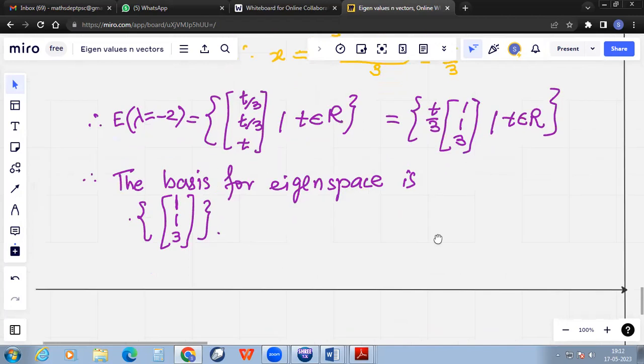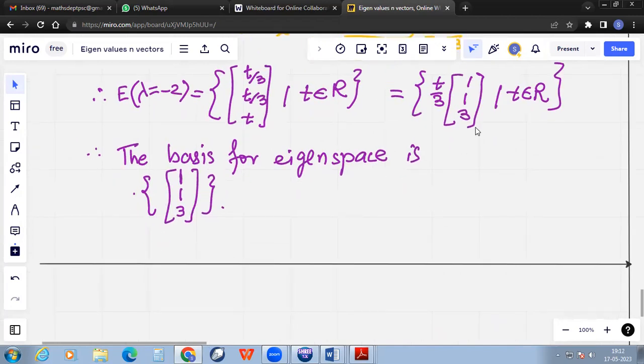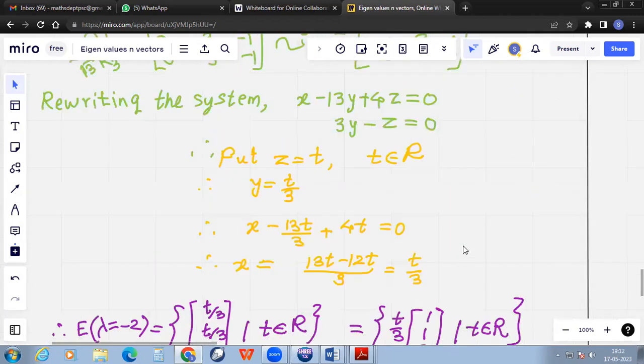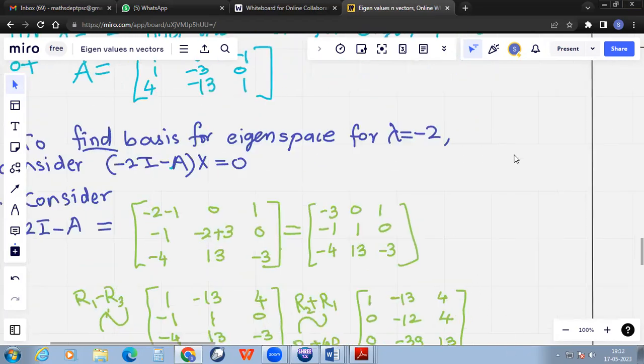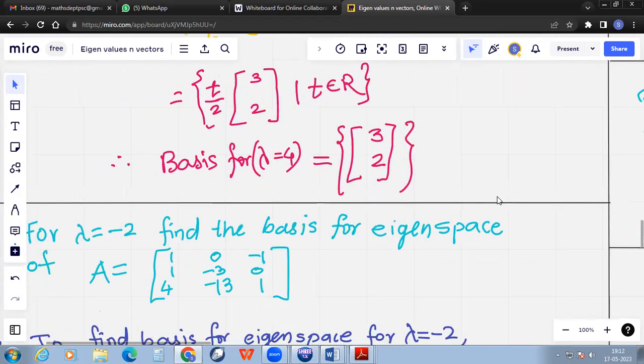So what is the basis then? You can see the fixed vector we always call the basis. So the basis vector is 1, 1, 3 as a column matrix. So this is the basis for the eigenspace. Hope this was fruitful. Solve questions based on this. What we saw today was how to find the basis for the eigenspace. Here also we have seen how to find the basis for the eigenspace.